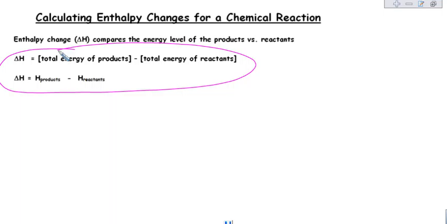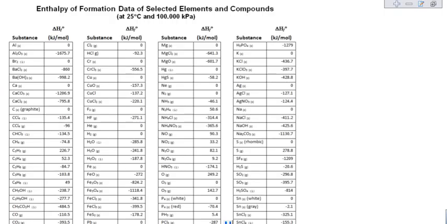The numbers that we're going to plug into this equation will come off a giant chart. Holy man, look at this thing. This is called enthalpy of formation data. These are the energy changes that occur when these particular substances form. Well, I guess that makes sense. Enthalpy of formation values are in units of kilojoules per mole.